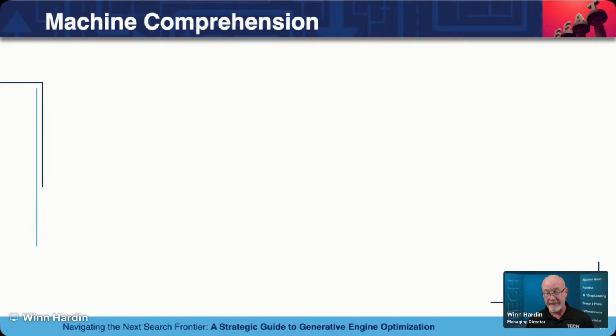Now, we mentioned the four pillars. Pillar 2, machine comprehension.